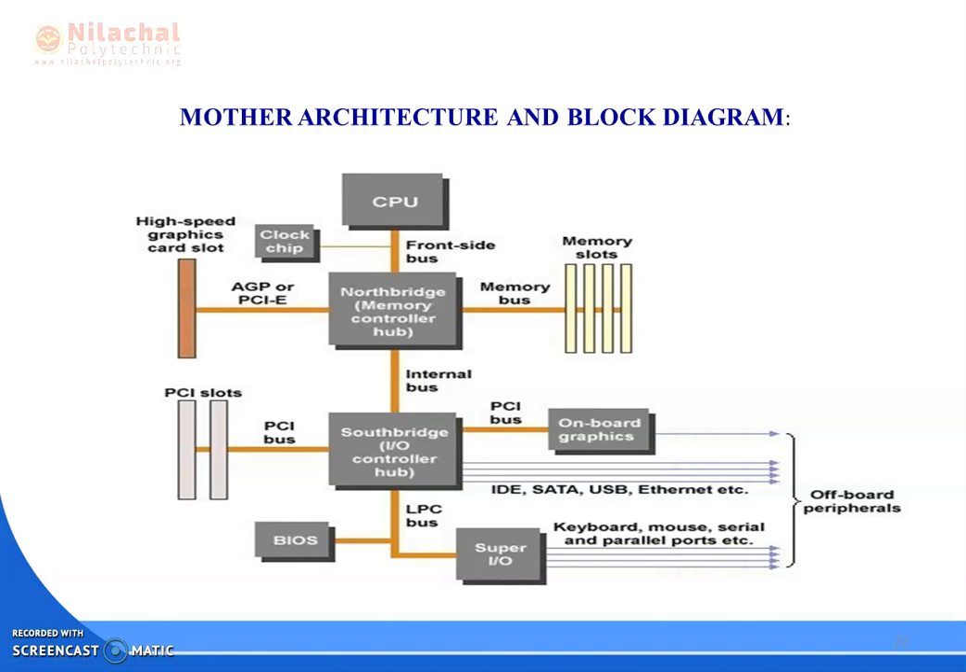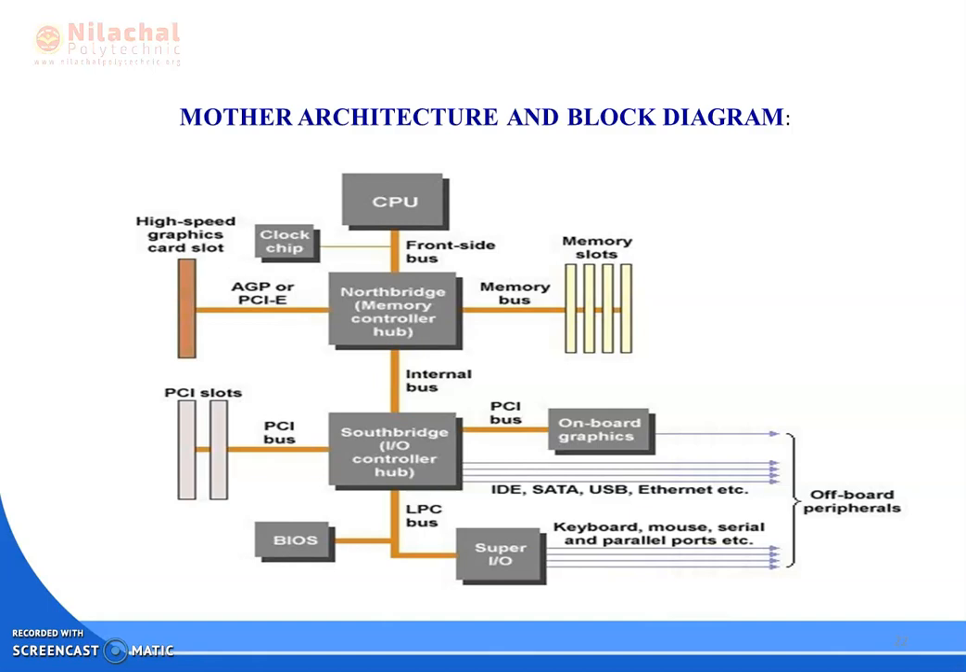We have already discussed the clock chip, and we have discussed the BIOS and CMOS. We have discussed different ports, that is keyboard, mouse, serial and parallel ports. We also have different connections such as Ethernet, USB, and IDE connectors. So all of these make up the block diagram of the motherboard.